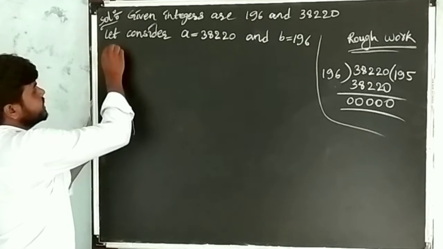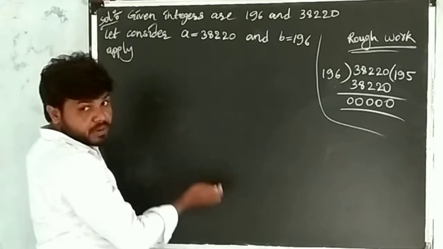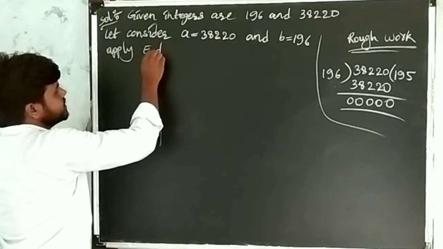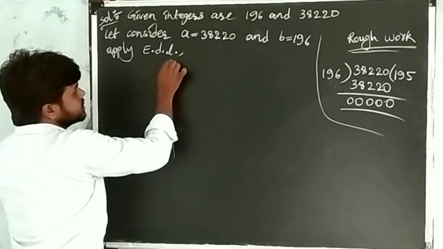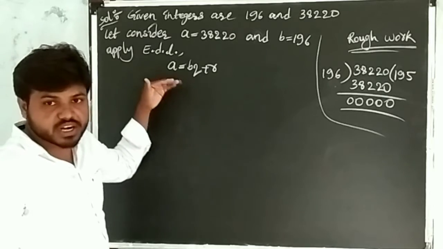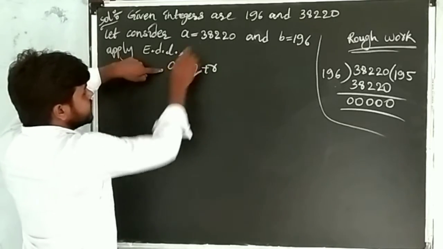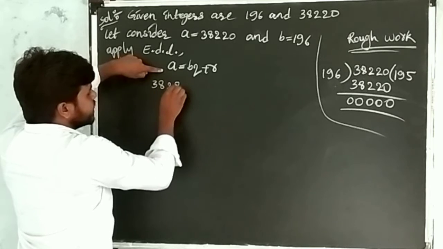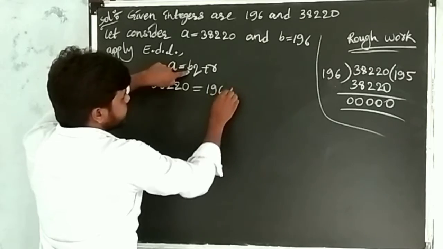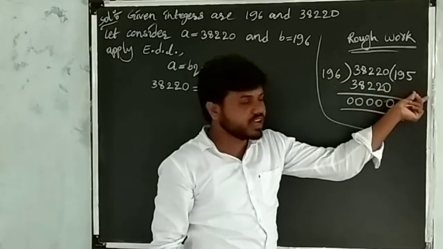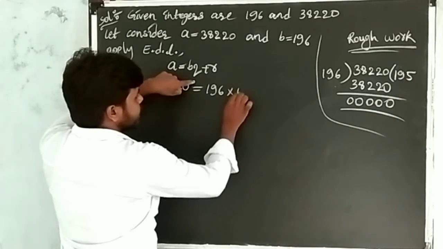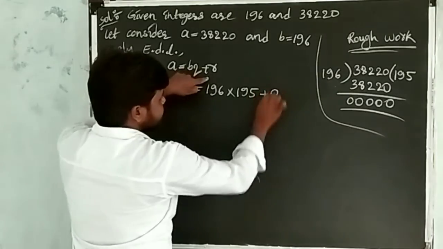Now apply Euclid division lemma with A and B values. Euclid division lemma is what? A equal to BQ plus R. A is what here? 38,220 equal to B, what here? 196, into quotient is what? 195, remainder is 0. Quotient is 195 plus remainder is 0.